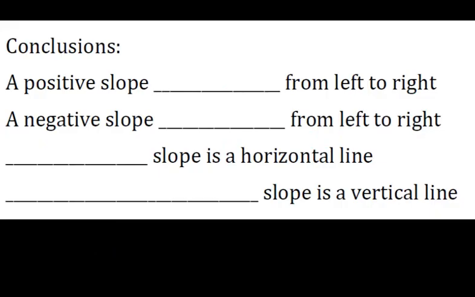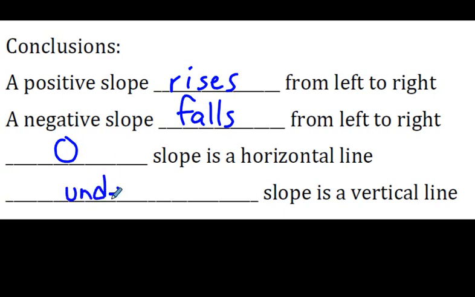Nice job. So let's make a quick conclusion here. A positive slope rises from left to right. It rises or moves up. Okay. A negative slope falls from left to right. And if you want to push pause before I answer the last two, feel free. A special kind of slope is a horizontal line. Well, a zero slope is a horizontal line. And the last one, an undefined slope is a vertical line. And now you basically have an idea of what slope is.